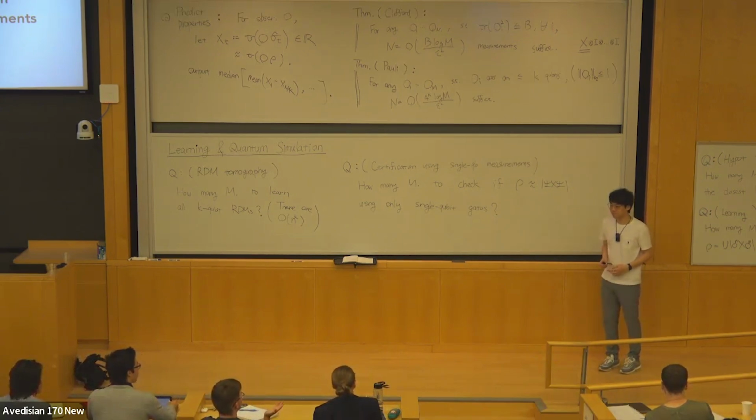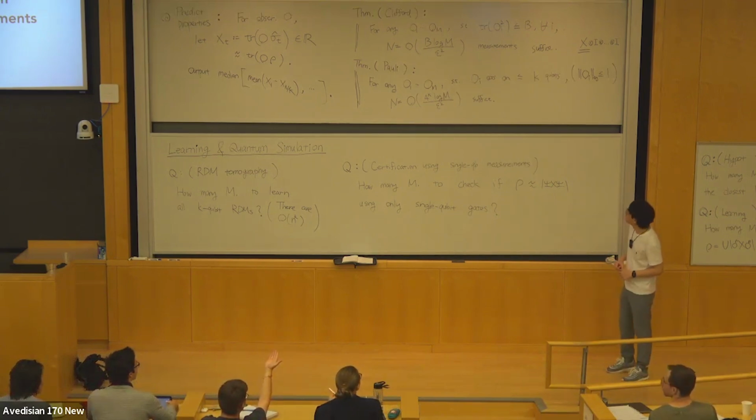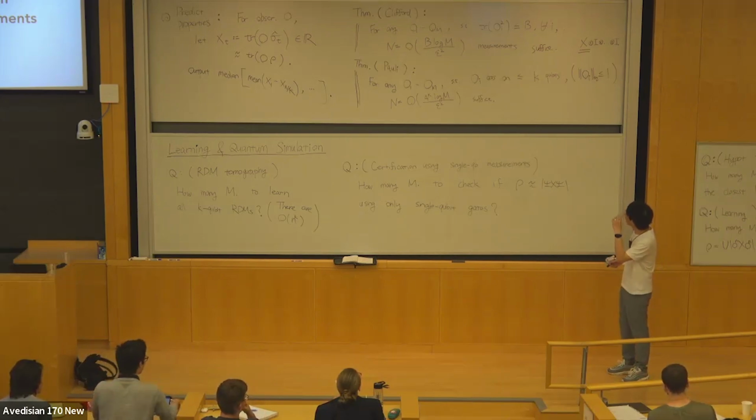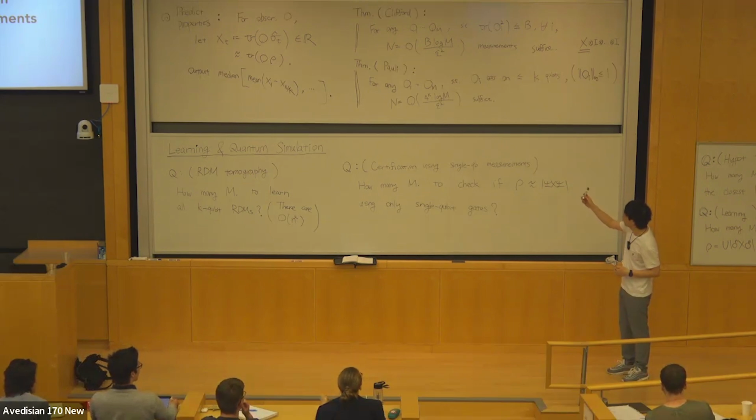Same as before, question one, because it's scaling the same in terms of M. You mean, are you thinking of using the Clifford theorem or the Pauli theorem? Using the Pauli theorem. In terms of epsilon, it's the same. The scaling in terms of epsilon is the same, but what about the 4 to the k?